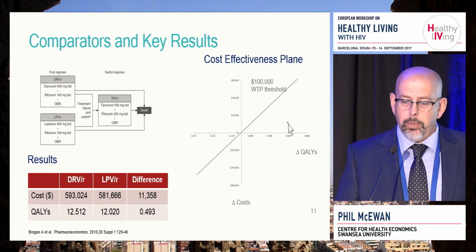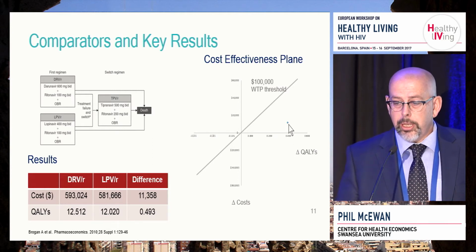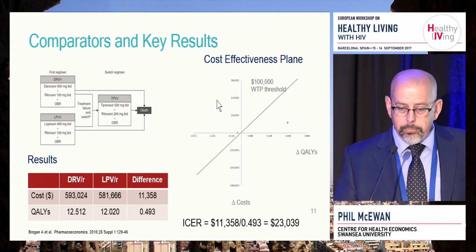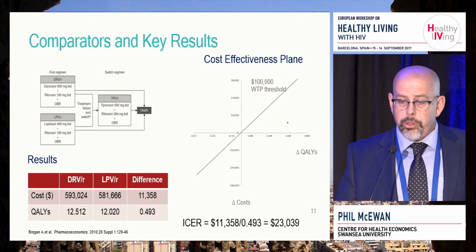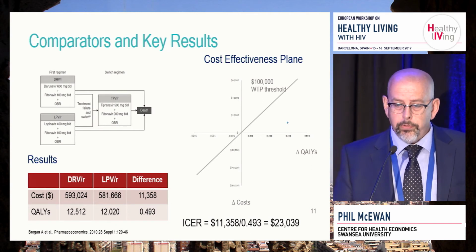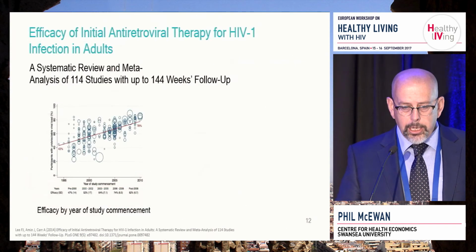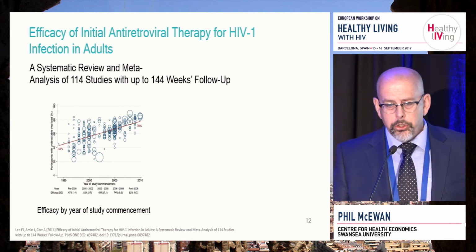And so the blue dot here, which is just the 11,000 on the y-axis and the 0.493 on the x-axis, is that point there. Because it falls below that line, we would deem that to be cost effective and producing an incremental cost effectiveness ratio of around $23,000, so highly cost effective. So that's essentially how we calculate value associated with new technologies.